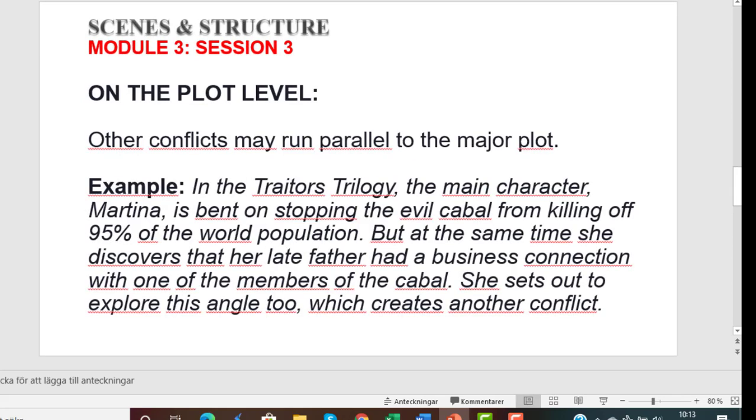On the plot level, other conflicts may run parallel to the major conflict. For example, in the Traitor's Trilogy, the main character Martina is bent on stopping the evil cabal from killing off 95% of the world population. But at the same time, she discovers that her late father had a business connection with one of the members of the cabal. She sets out to explore this angle too, which creates another conflict.